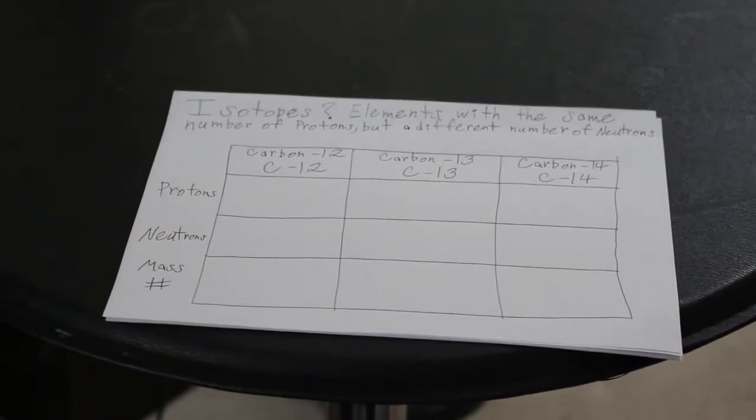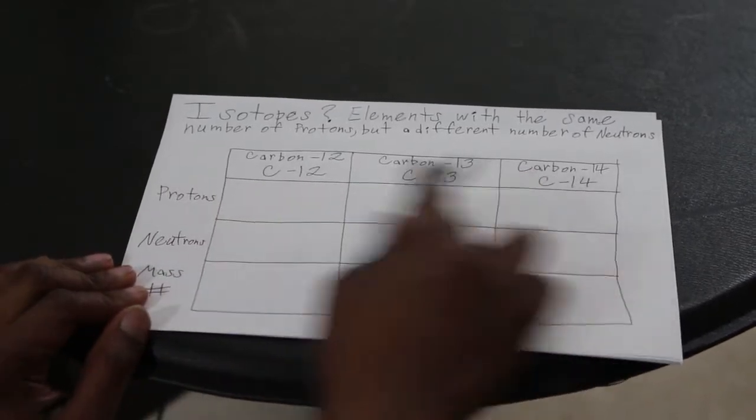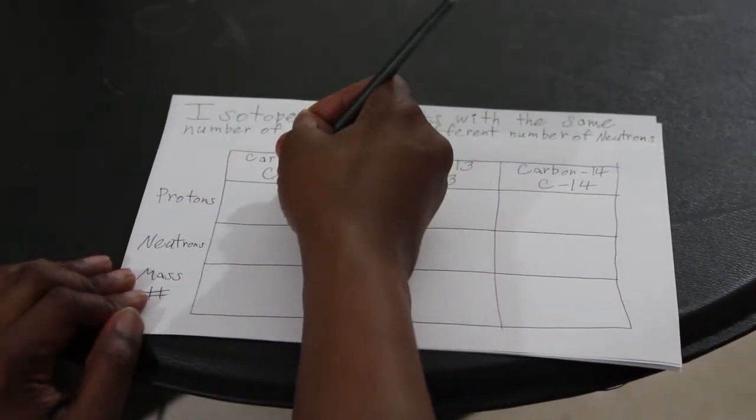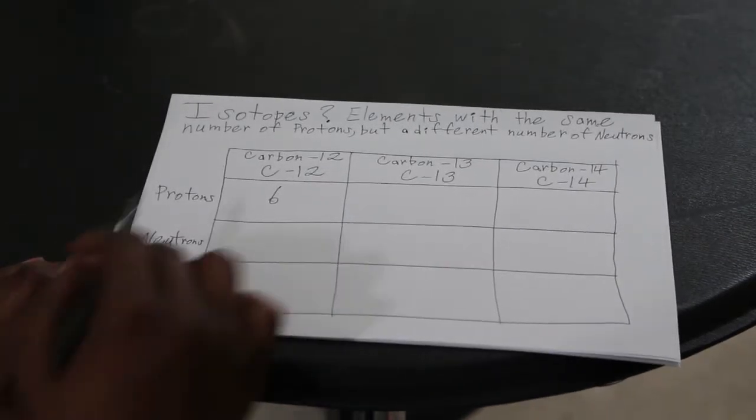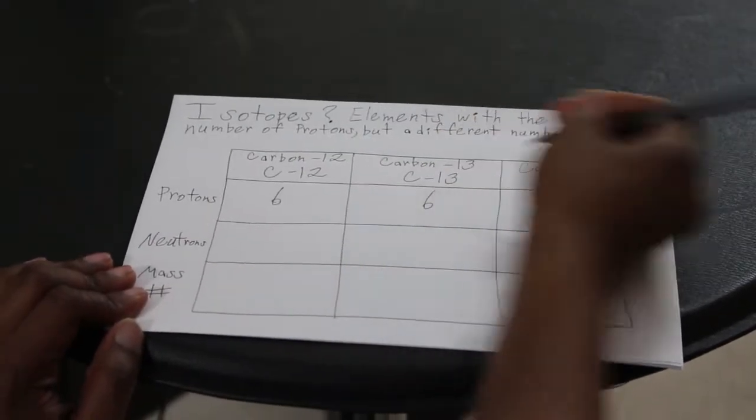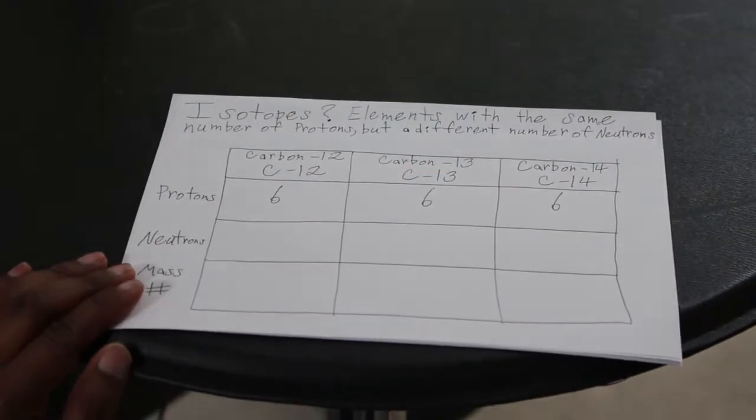So if you look on your periodic table, if you locate carbon and look right above the C, you'll see a number. That number stands for the number of protons. It's also the atomic number, which is the identity of an element. Each element has a different atomic number, therefore they have a different number of protons. So the atomic number for carbon is 6. 6 for the atomic number and 6 for the number of protons. So protons is 6 here, it's 6 here, it is 6 here.